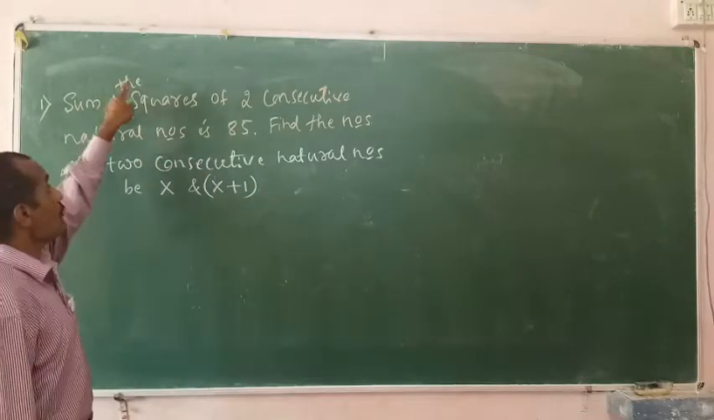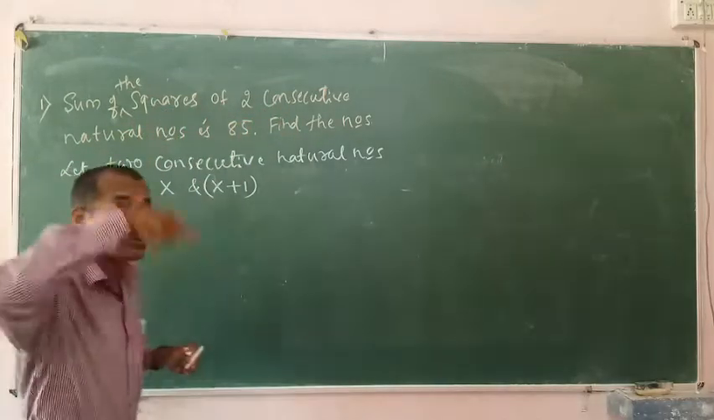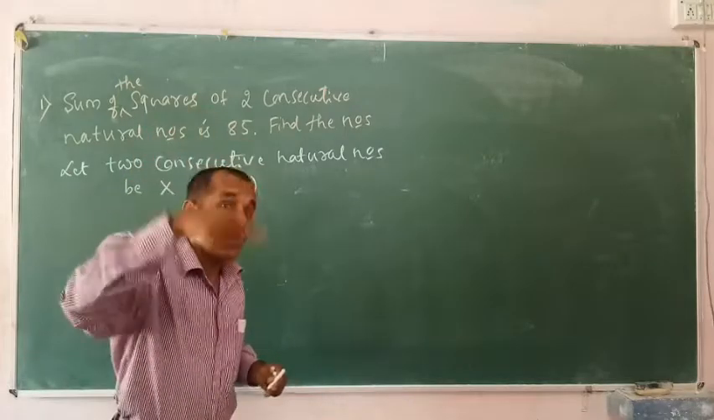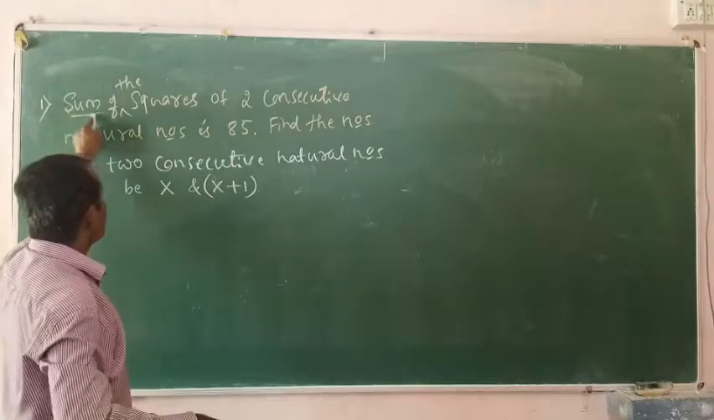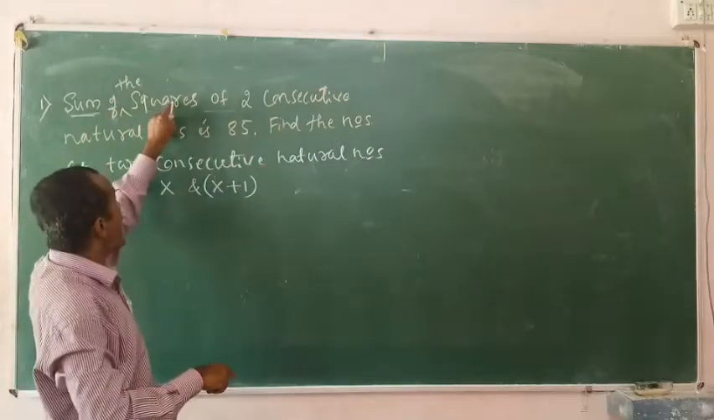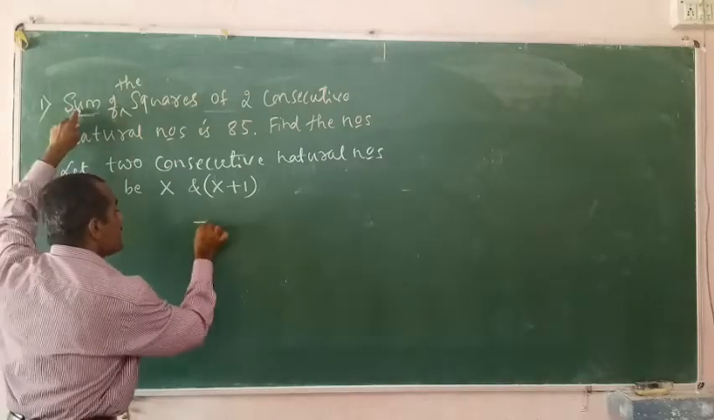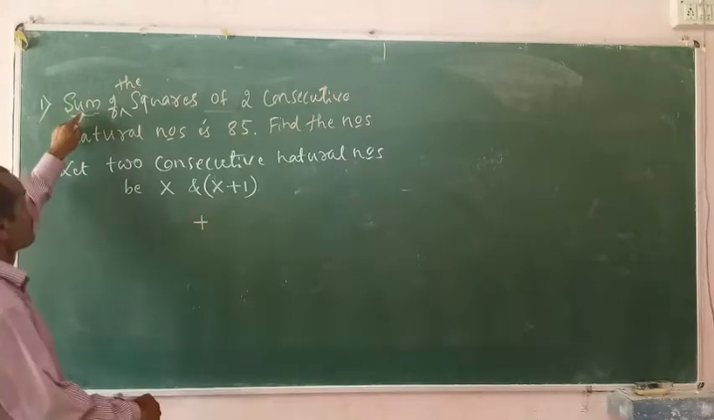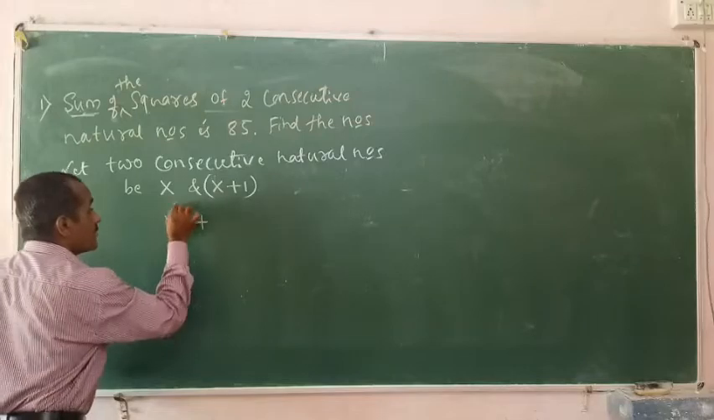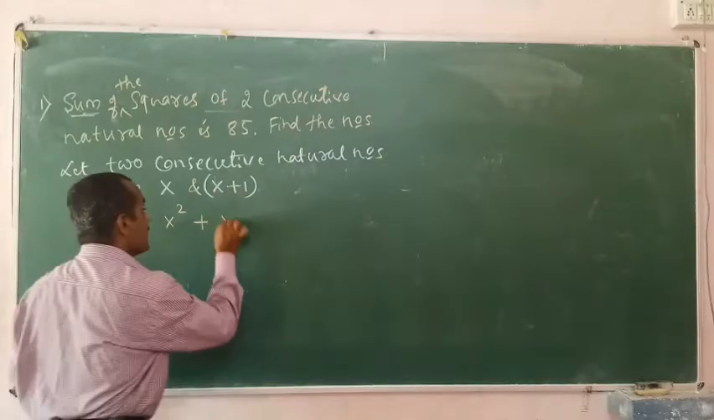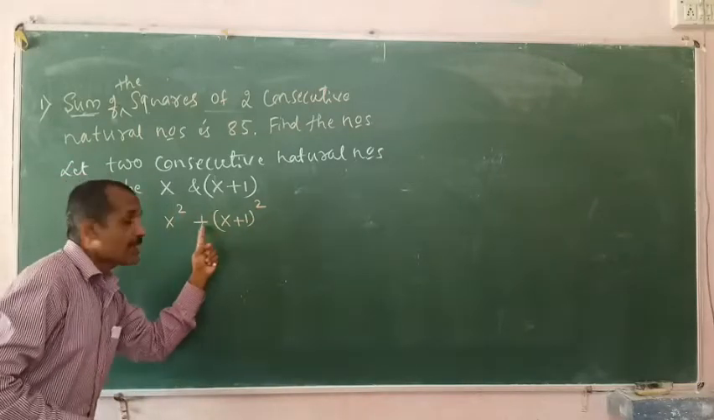Condition: the sum of the squares of two consecutive natural numbers. That means these two numbers have to be squared and added. Square and add. Don't add and square. The sum of the squares of the natural numbers. That means squares must be added. See, I will write here. The sum means plus. What has to be made as a sum? The squares of the natural numbers. I will take the first number's square as x square, the second number's square as x plus 1 the whole square. These squares must be added.